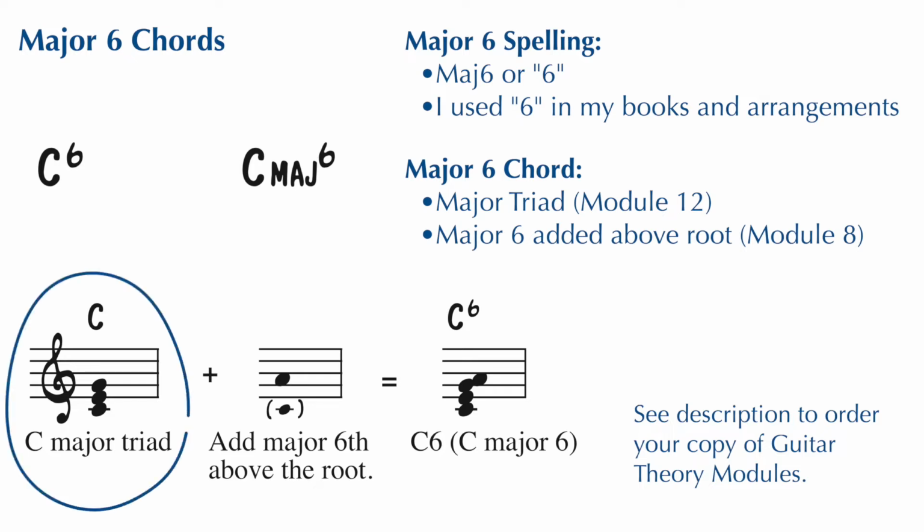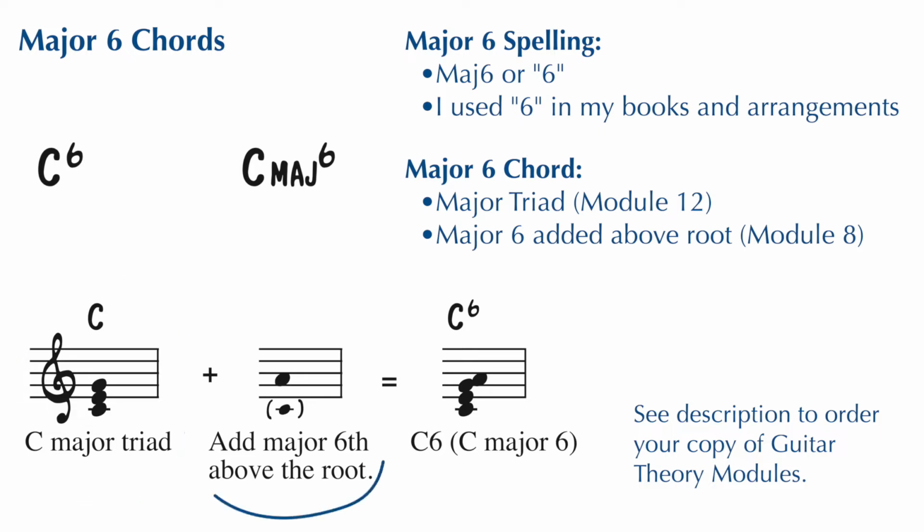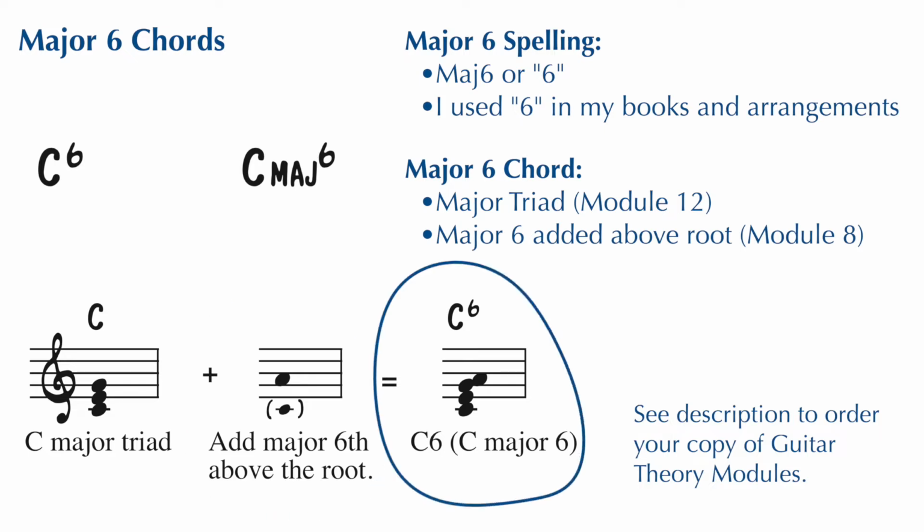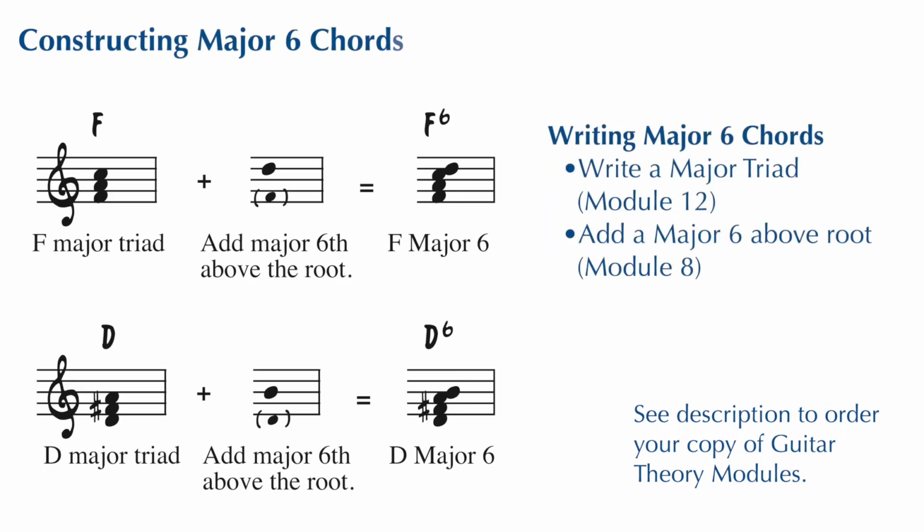So here's a C major triad, C, E, G. We add a major 6th above the root. The root is C, a major 6th above C is A. Stack them all together, we have C, E, G, A, or C6. So constructing a major 6 chord or 6 chord is fairly straightforward. You write the major triad and then you add a major 6th above the root of that triad.